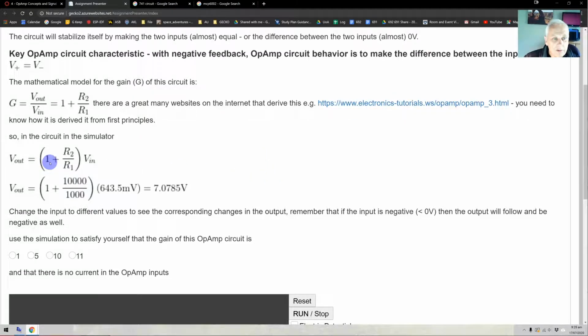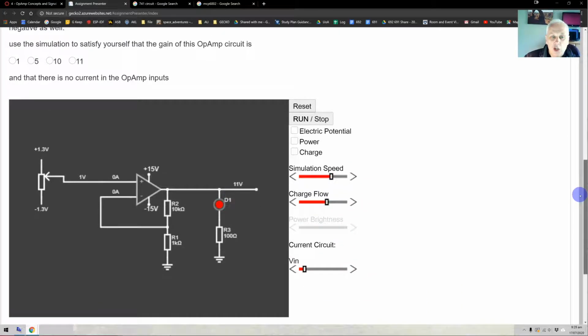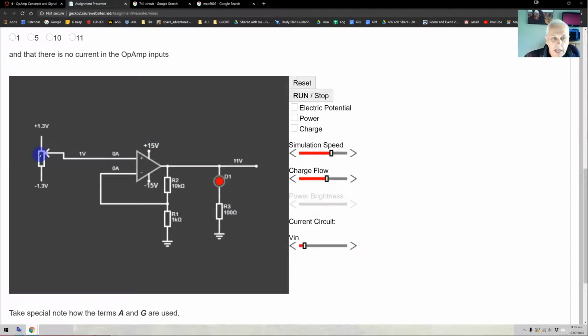But basically what you've got is this voltage over this resistance over that resistance, plus 1 is our gain. Okay, so this is the non-inverting. In other words, as this voltage goes up, the output goes up. That's what non-inverting means. And the gain is 1 plus the ratio of these two resistors here. So we've got 10 to 1 here, so that's why our gain is 11.